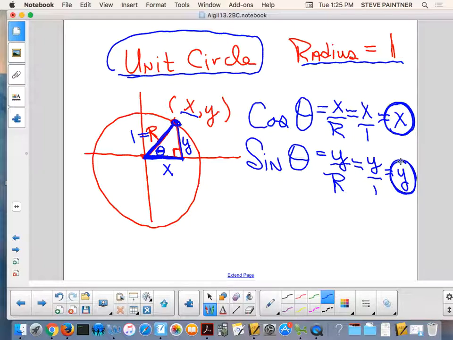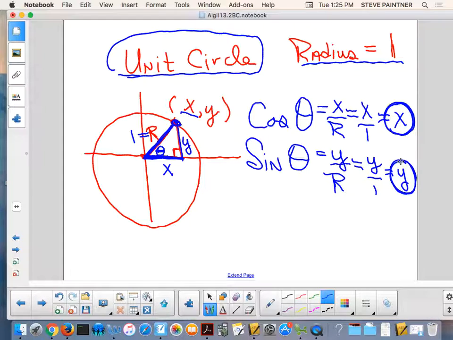Now, here's the deal. I never use the unit circle. I never do. Unless my angle falls where? Right here. On the x-axis, what degree is this? 0. Or it could be what? 360. Okay, what degree is this? Sorry, this. 90. 180.